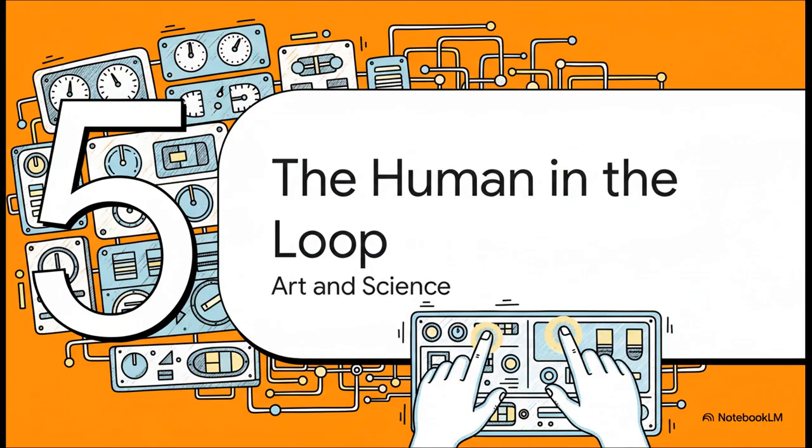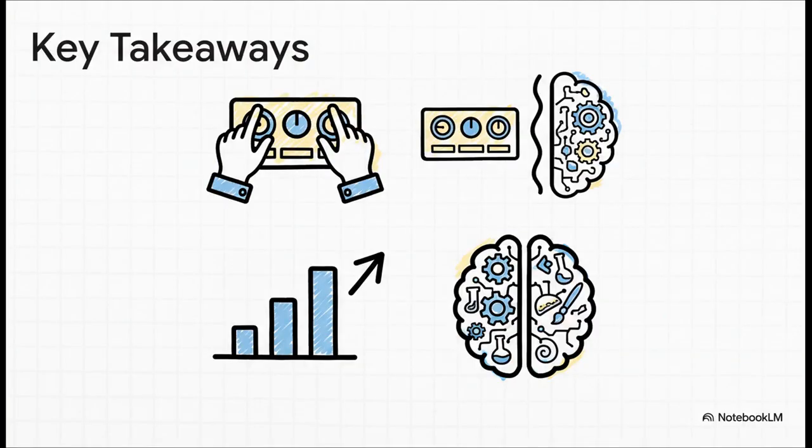So, when you look at all these different dials and all these choices, it really brings us back to one central crucial point, the human in the loop, the person who's actually running this machine. So let's put it all together. What are the big takeaways here?